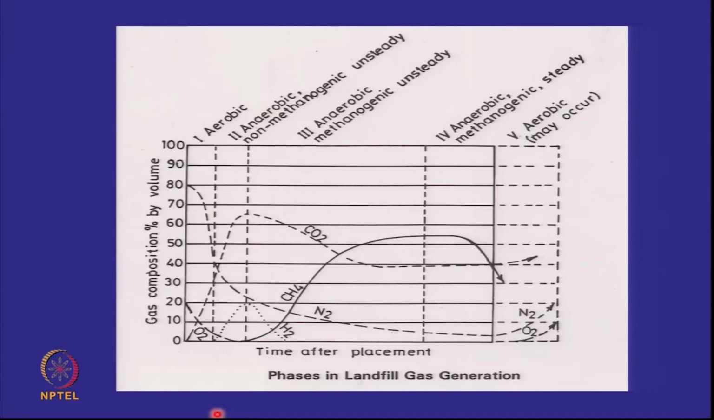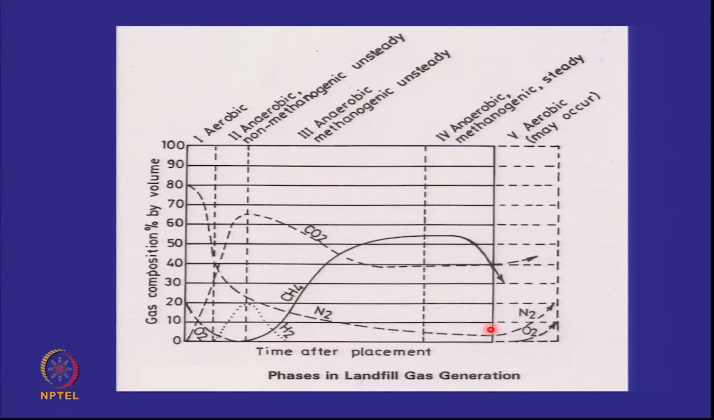So if I look at the way the processes are, first is the aerobic phase, right? In the atmosphere, what are the main constituents? Which are the two gases in the atmosphere which are predominant? Nitrogen and oxygen. So nitrogen is very high, oxygen is high. In the aerobic phase, they both deplete. And then the anaerobic phase takes over.